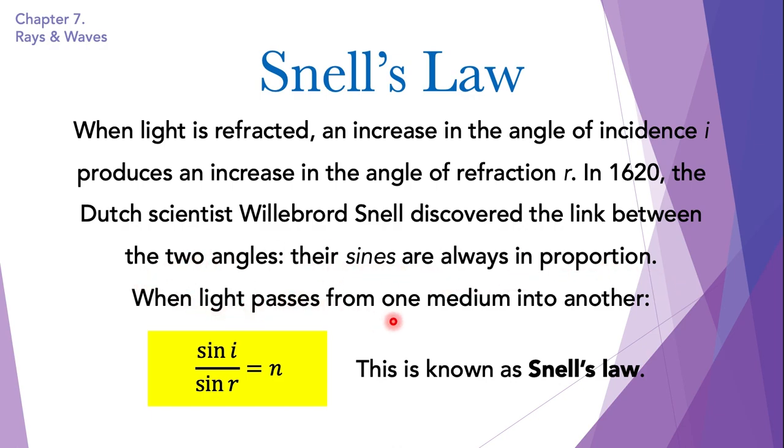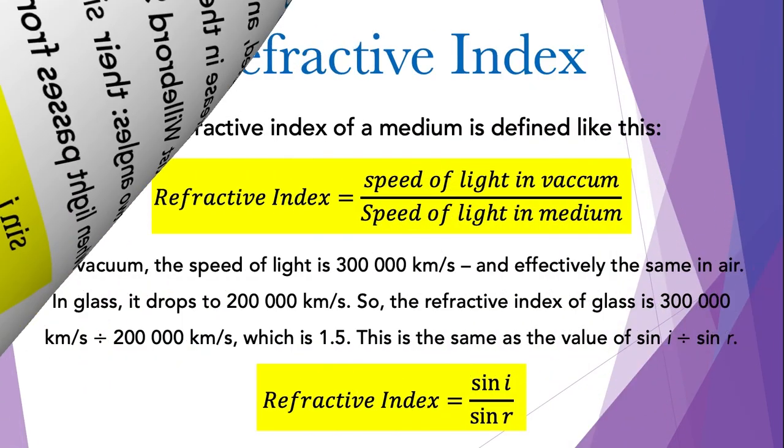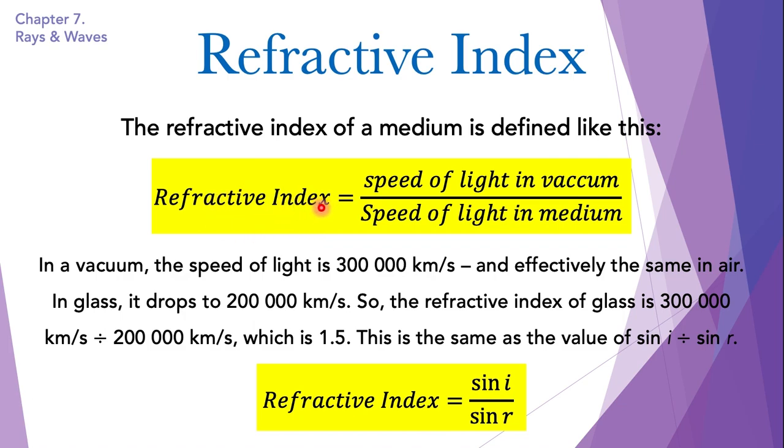So when light passes from one medium into another, this is what happens. Sin i, which is the angle of incidence, divided by sin r, which is the angle of refraction, equals n. n represents the refractive index. And this is known as Snell's law. This equation leads us back to the refractive index equation, which was the refractive index is equal to speed of light in vacuum divided by speed of light in medium.